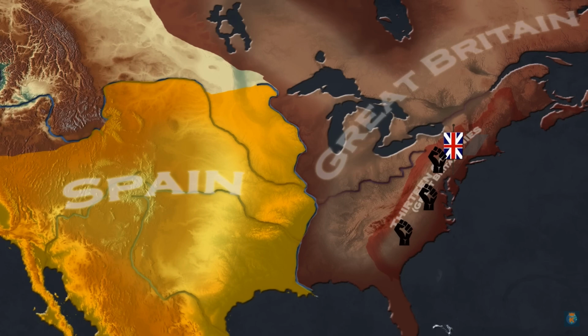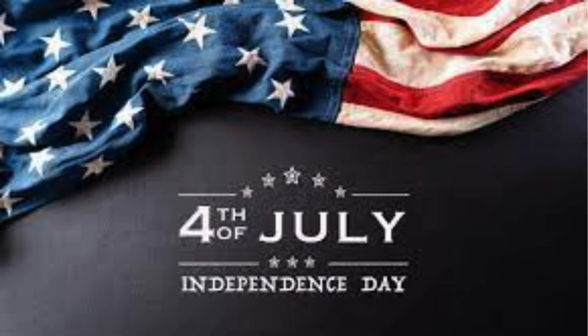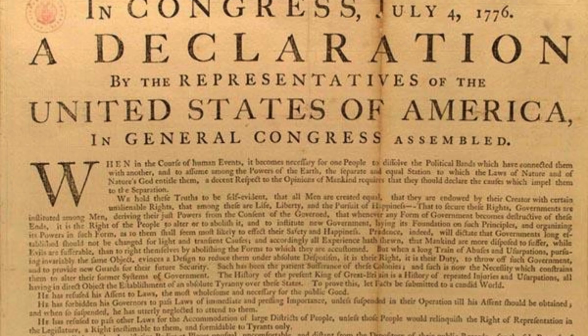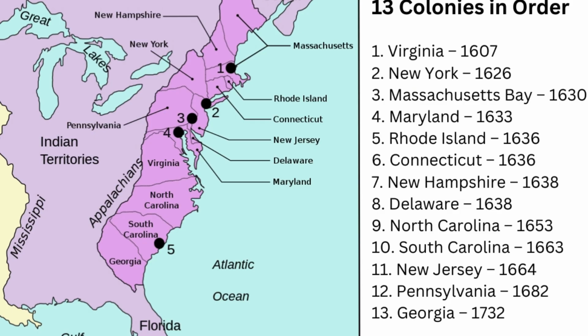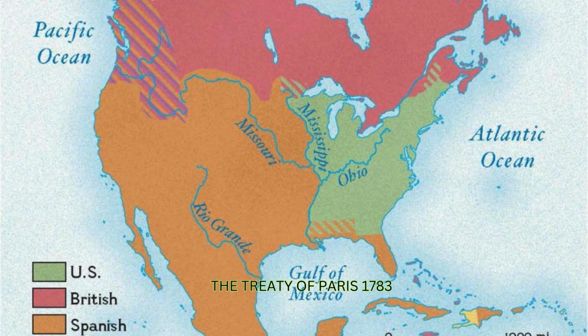The colonies declared independence from Britain on July 4, 1776, adopting the Declaration of Independence drafted by Thomas Jefferson. The war lasted until 1783, when the Treaty of Paris was signed, officially recognizing American independence.